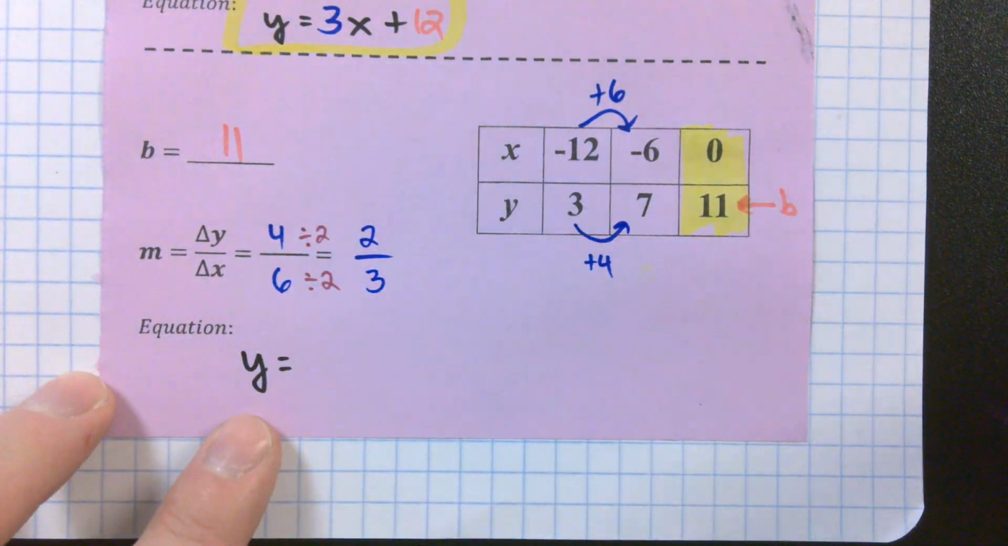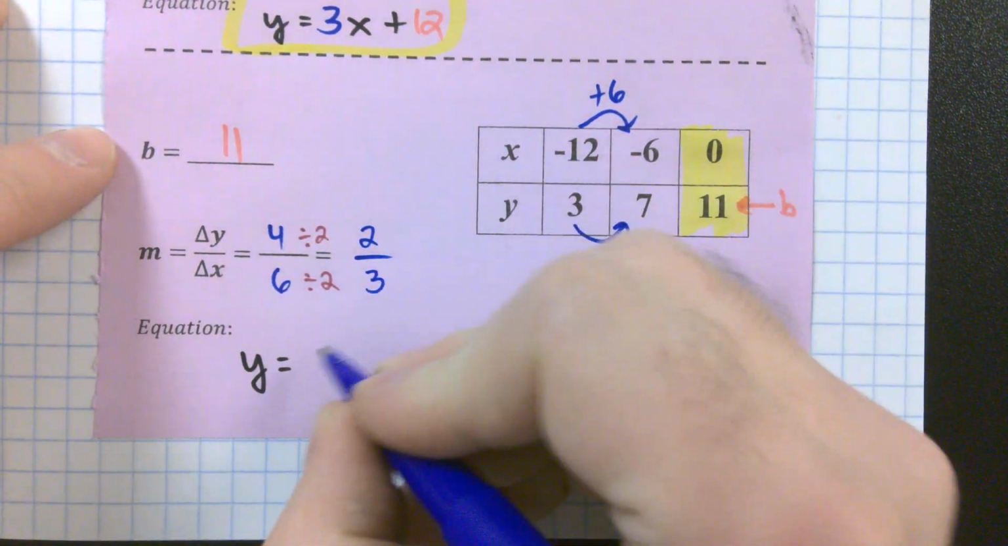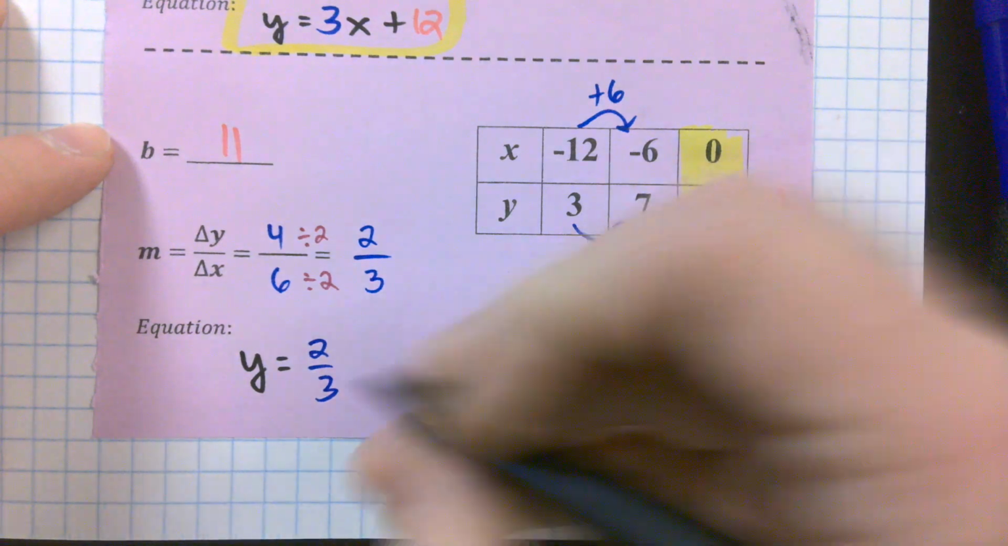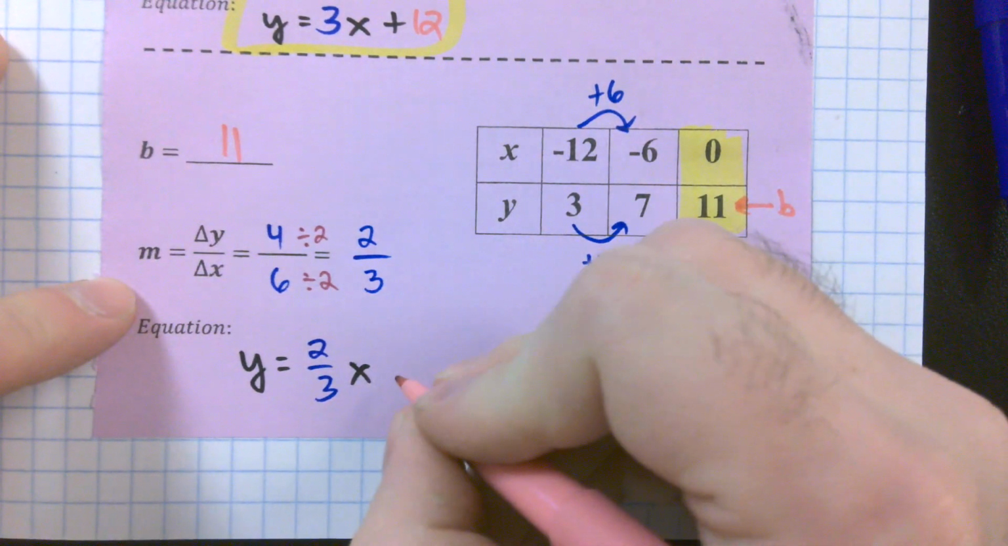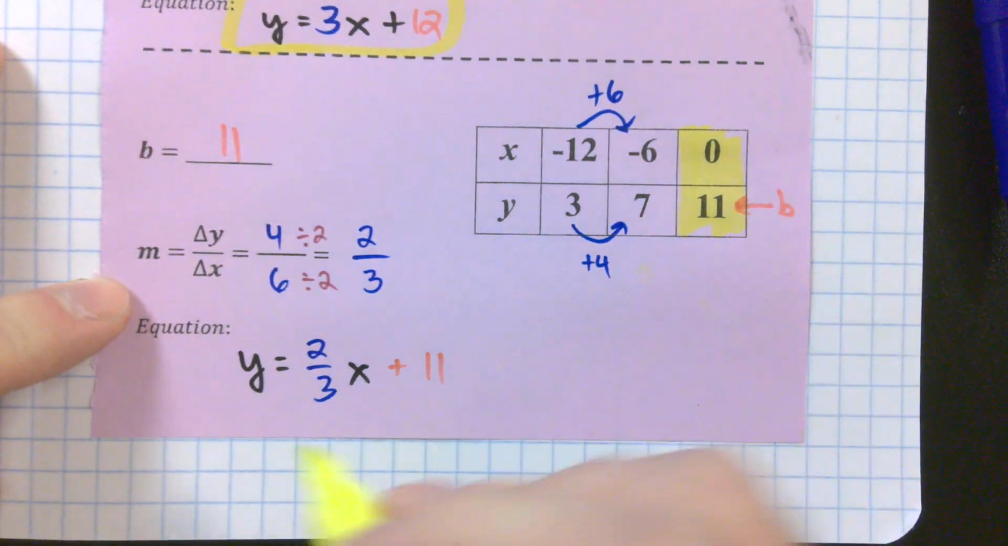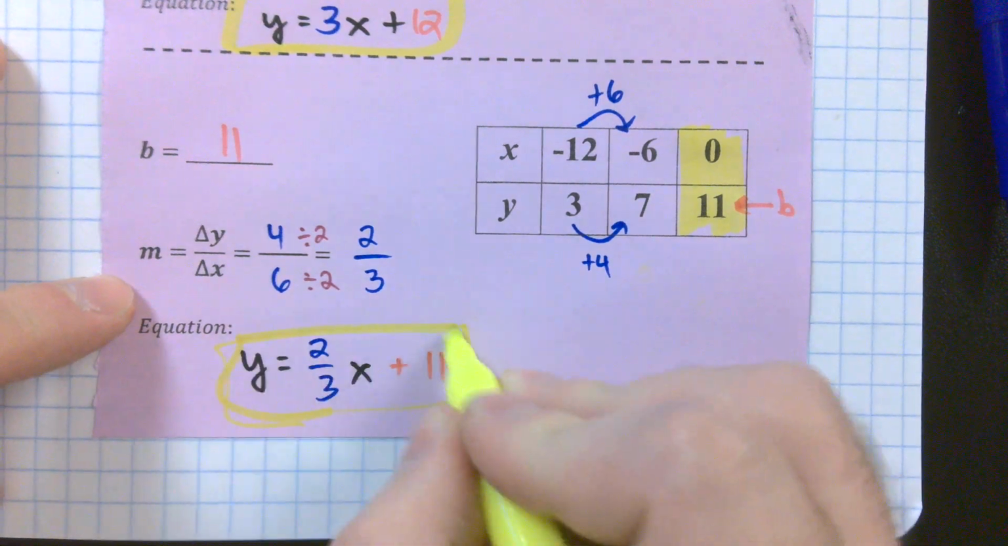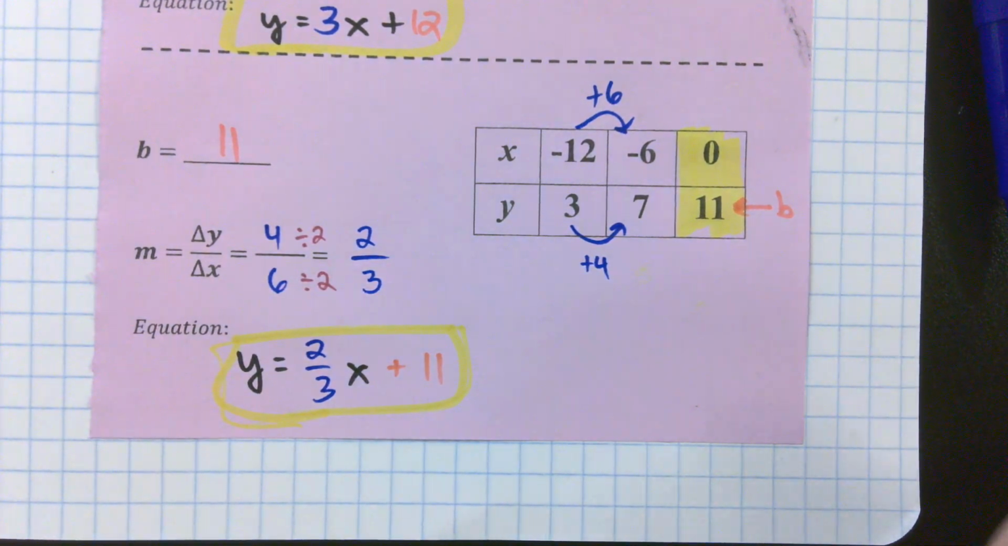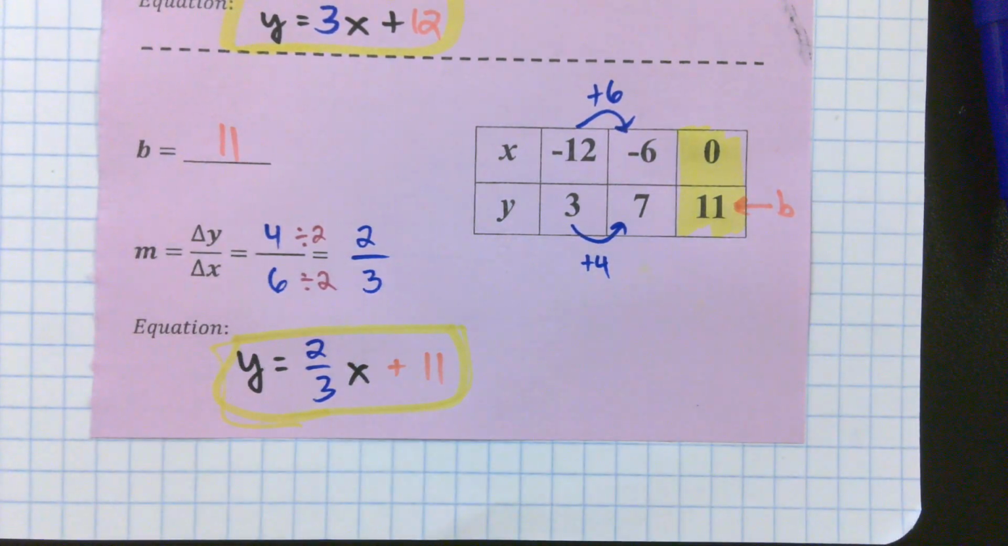Y is equal to what? 2 over 3x plus 11. And then Angelina, what's my b? Plus 11. Thumbs up, you got that one right too? That's okay. You see where you made the mistake? I made no mistake. Okay. Good. Even better. All right.